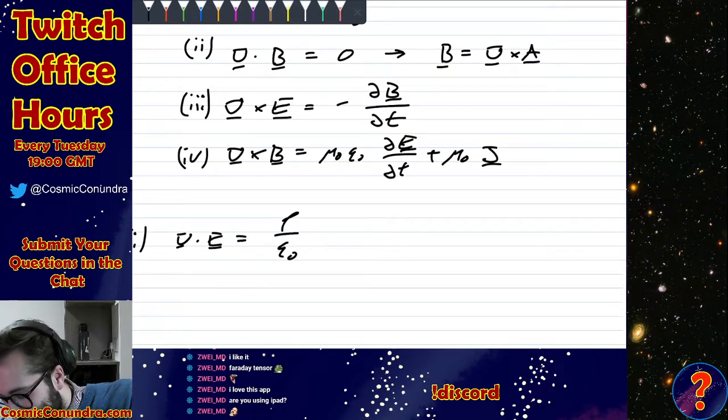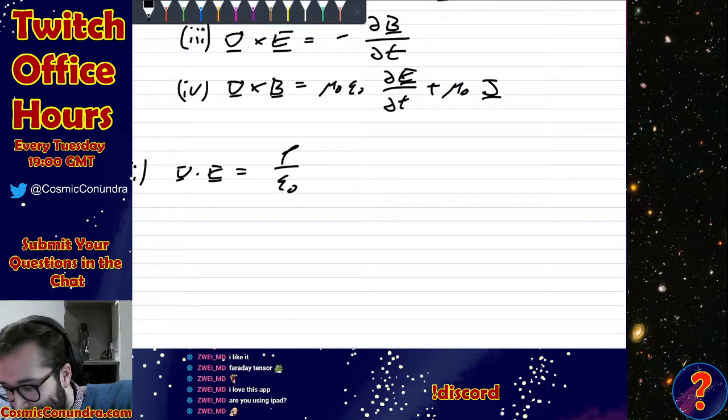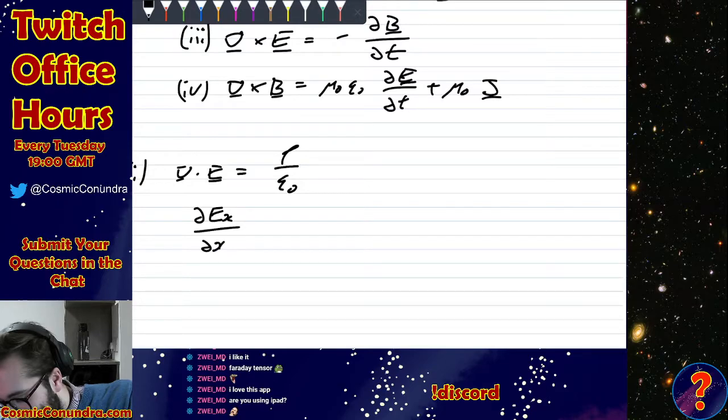So anyway, what I can do is I can rewrite this left-hand side in terms of the field tensor. So let's write down explicitly what this looks like. The divergence is just shorthand for this.